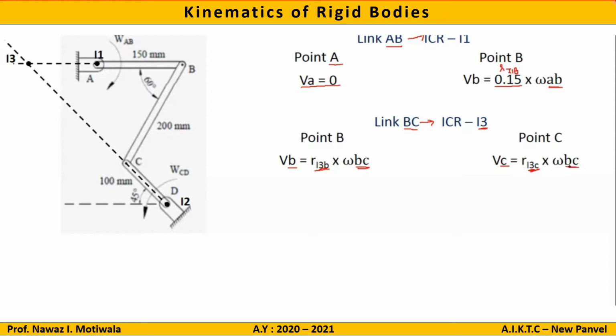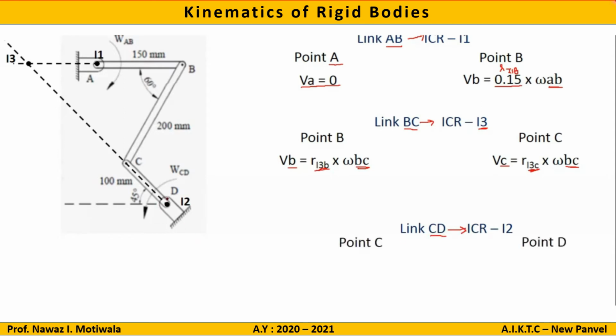Third link. What is our third link? The third link is CD. The corresponding ICR is I2. So I have written link CD corresponding to ICR I2. Now what are the 2 points? The 2 points are C and D. So I will write point C, point D.